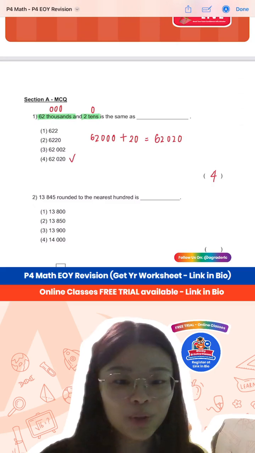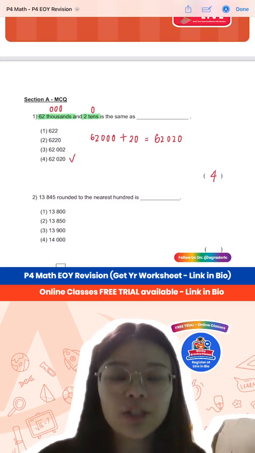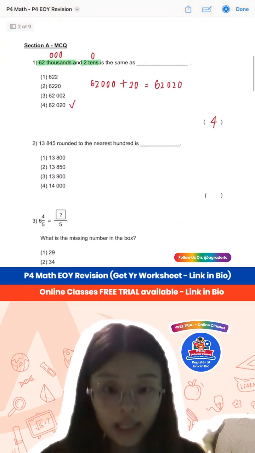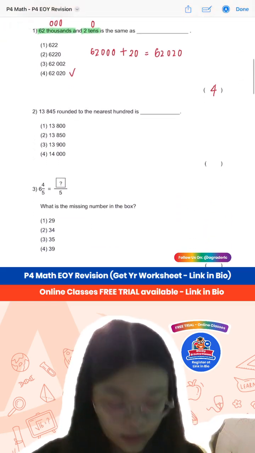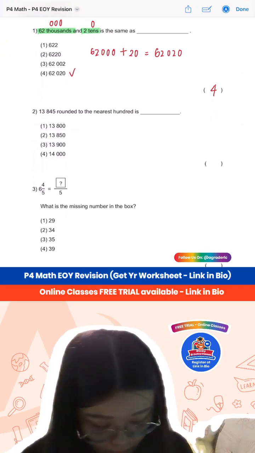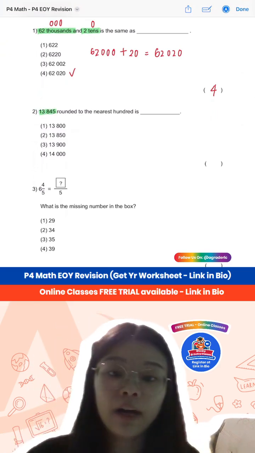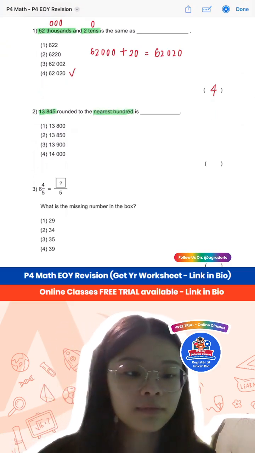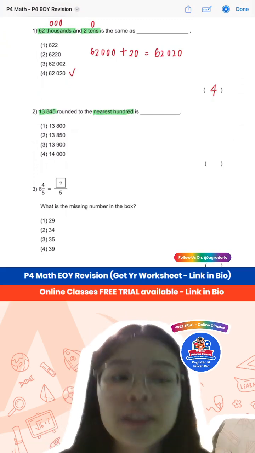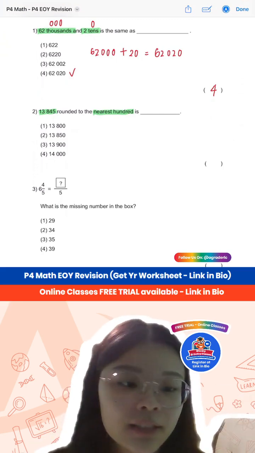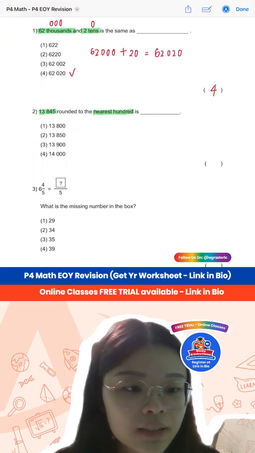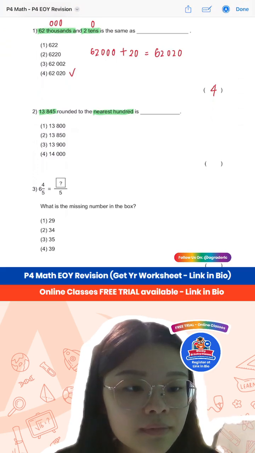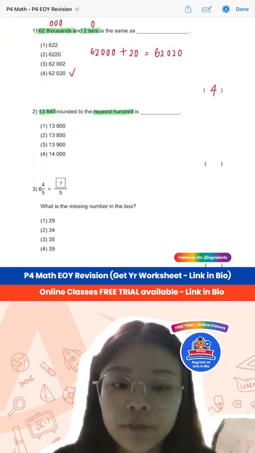For those who got it right, great work. If you didn't, you just have to take note of thousands. Thousands has 3 zeros. Now let's try question 2. 13,845, rounded to the nearest 100. So take note, this is P4 math, P4 end of year revision.